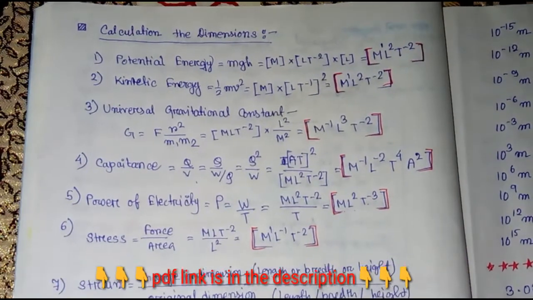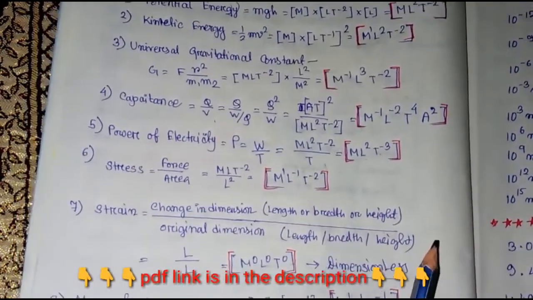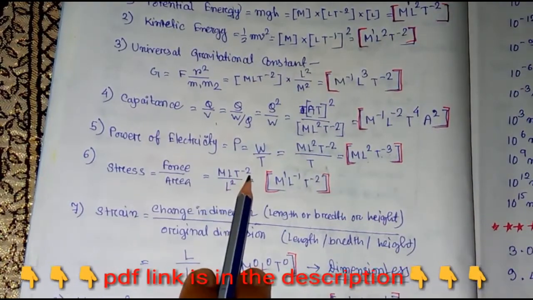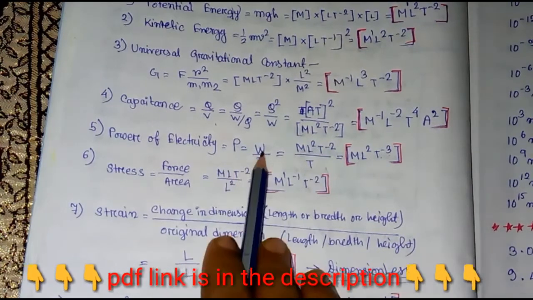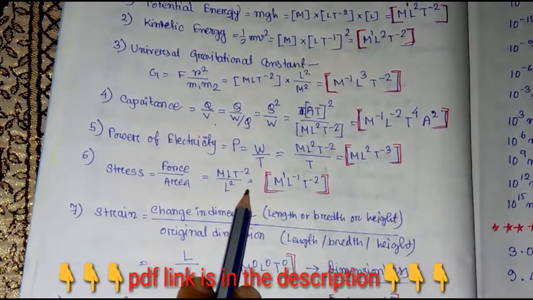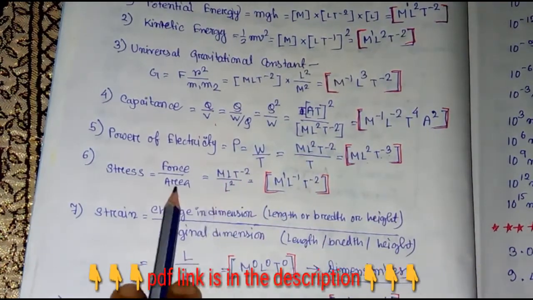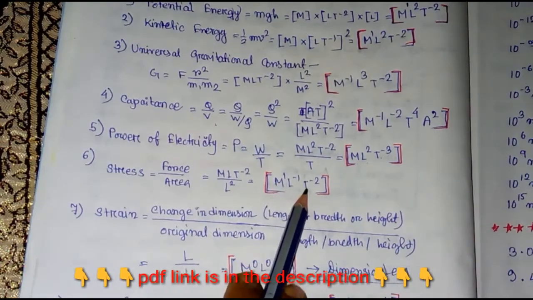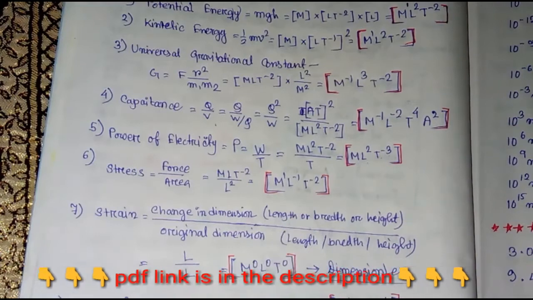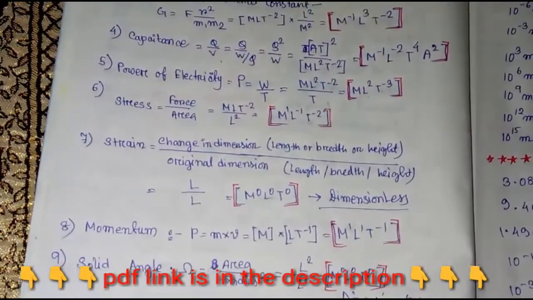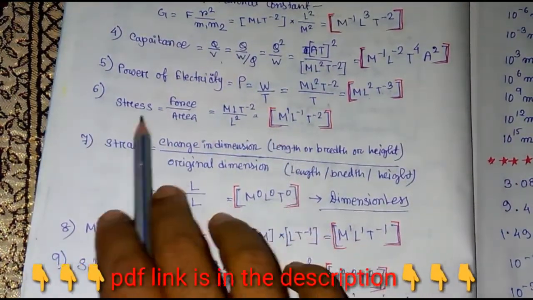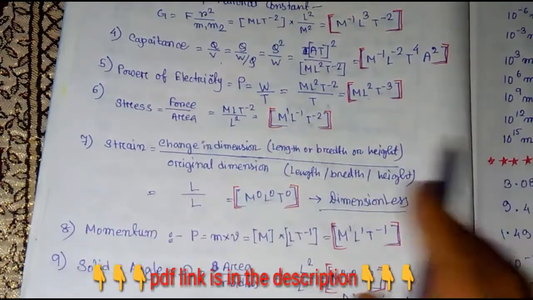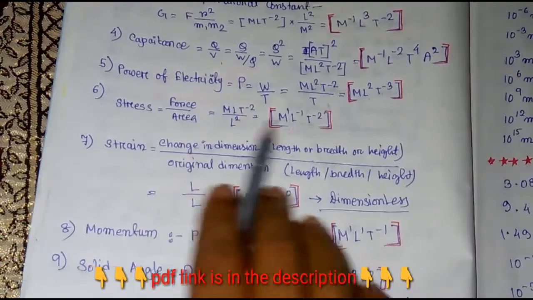Let's see stress. Stress is force per unit area. The dimension of force is M L T to the power minus 2. We have to remember these things, and the dimension of work done, because many times it comes. Area is L square, so it comes M L inverse T to the power minus 2. This is the dimension of stress. The dimension of stress is equal to the dimension of pressure, because pressure is also force per unit area.